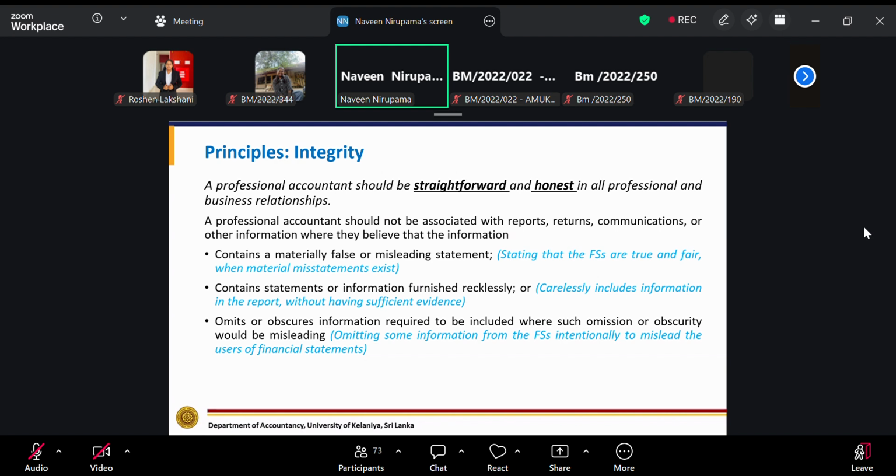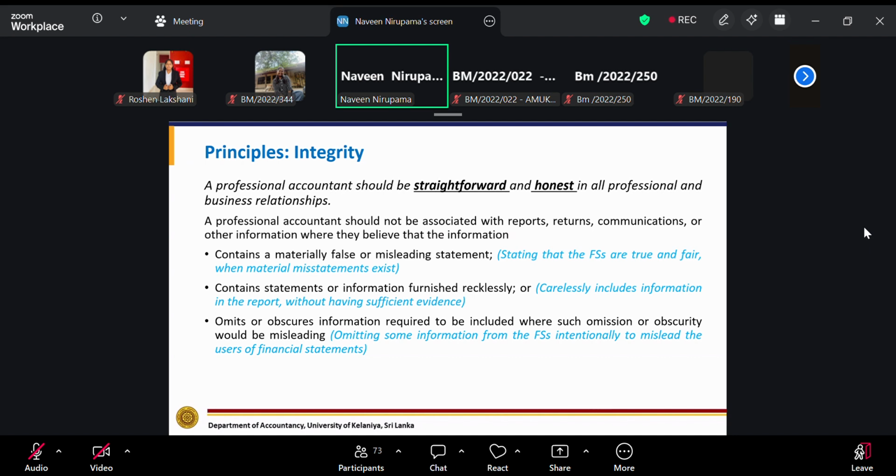If not, the integrity principle is violated. Another case is statements or information furnished recklessly, carelessly including information in the report without having sufficient evidence. Without sufficient evidence, the information is included in the financial statements or any reports. It's not honest. It's not aligned with integrity. It's violated.